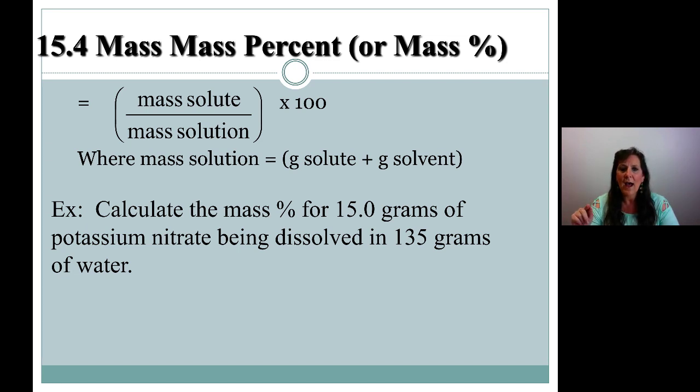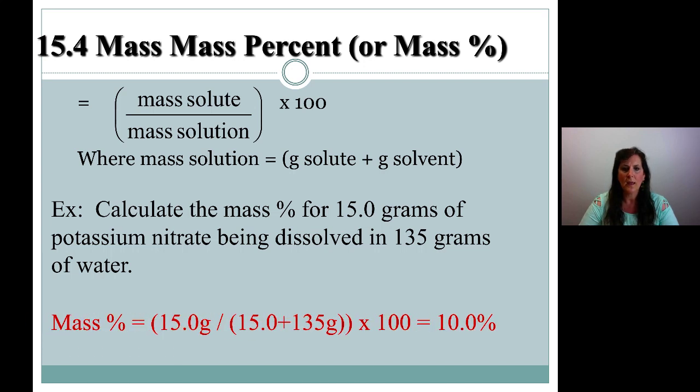And then divide that and times 100. And hopefully you have 3 sig figs. I know your calculator said 10, but it's 10.0 because we need 3 sig figs. So 10.0% is your answer to that. So it's 15.0 divided by 15.0 plus 135, then hit equals, times 100, equals 10.0%.